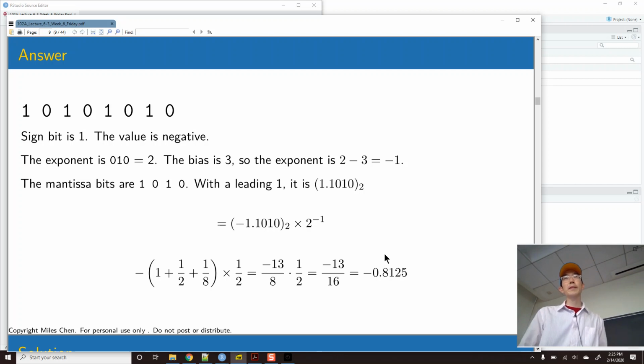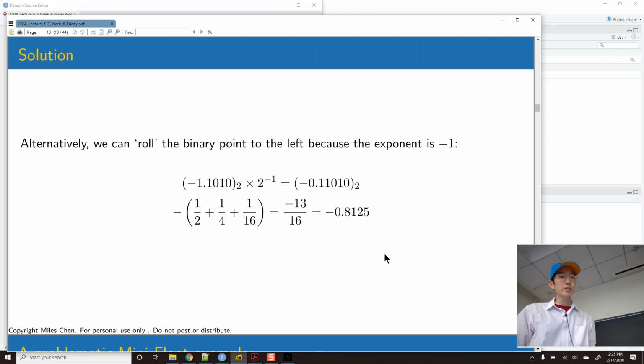Okay. You subtract the exponent from the bias? You subtract the bias from the exponent. Yes. All right. Okay. So the solution.